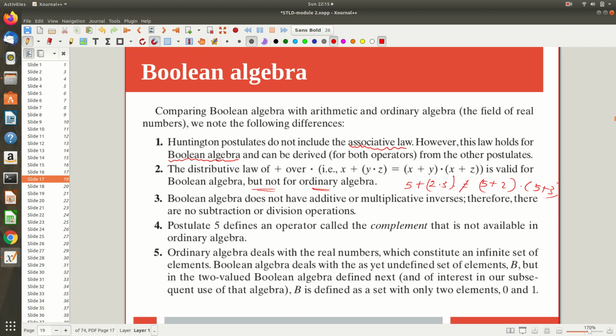So this is not the case in ordinary algebra, but in Boolean algebra, these x, y are not real numbers. It is something different, and we have this requirement that this should be true. And the other side is also true by default. The other side is true for ordinary algebra also, but this side is something very special to Boolean algebra that you can't see in ordinary algebra, right?